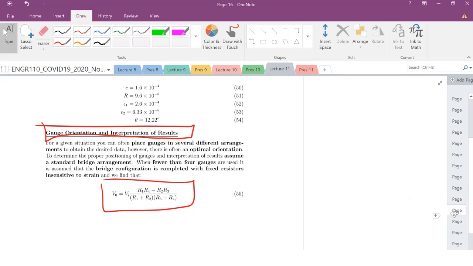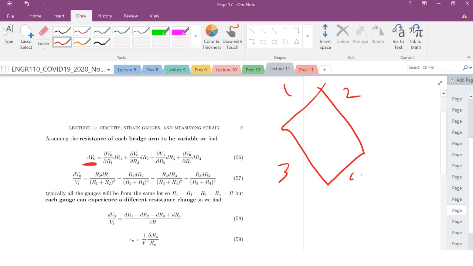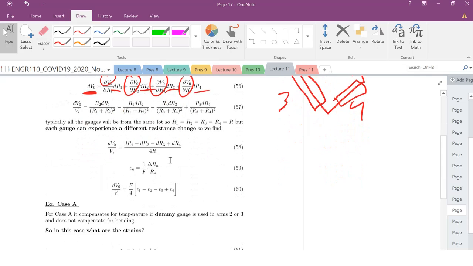What would happen to our change in voltage if we had a configuration like this, 1, 2, 3, 4, where we had strain gauges everywhere? Excuse me for my horrible drawing. You should be used to that by now. What if there was a change in resistance of 1, 2, 3, and 4? How would the voltage change here? Well, you just do these partials. You could do these partials in Mathematica. Check your math and make sure you get this correct.